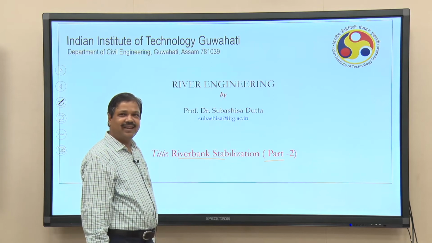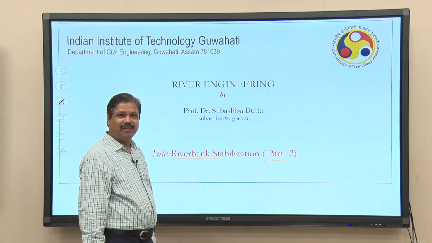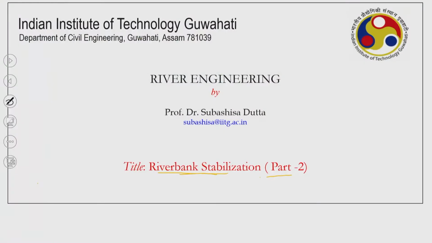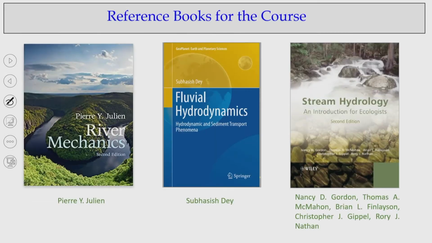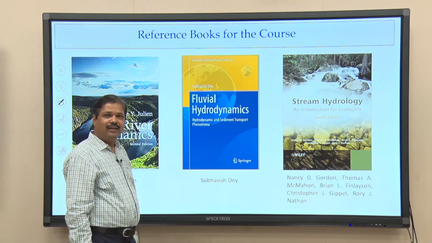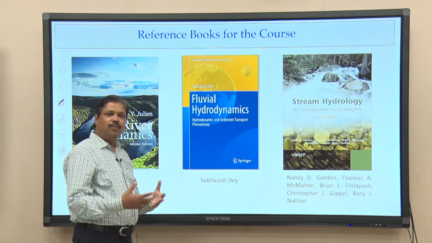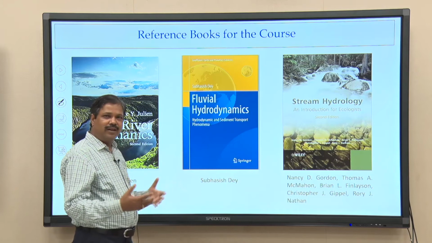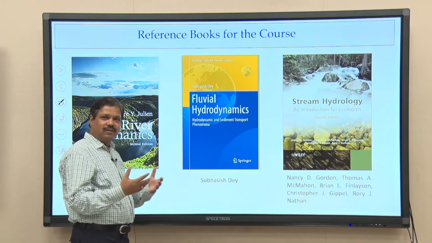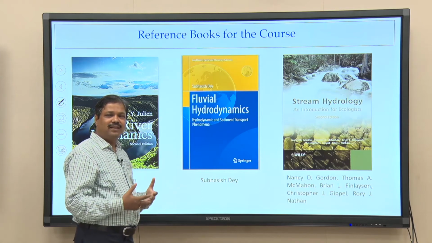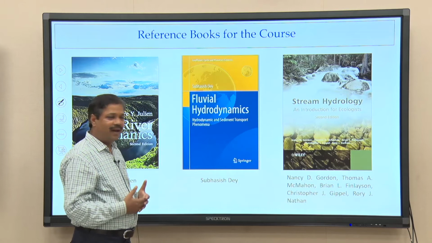As discussed in the last class, we talk about river stabilizations. Today I will discuss river stabilization part 2. There is a lot of experience on how to stabilize the river bank throughout the world, most especially in the Brahmaputra basin or the alluvial rivers in our country, but elsewhere in the world, like in river Mississippi, river Elbe, there is a lot of field experience used to protect the river bank.